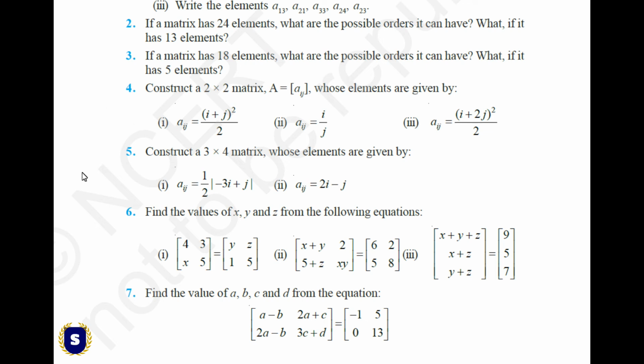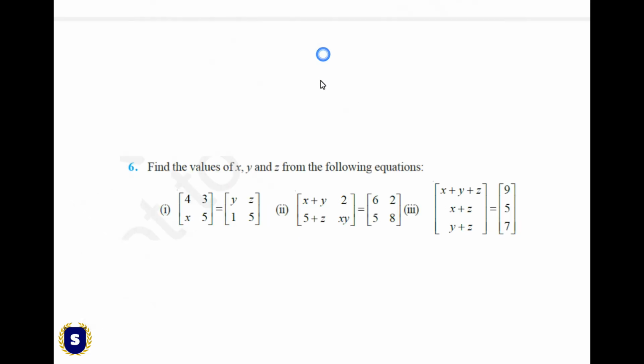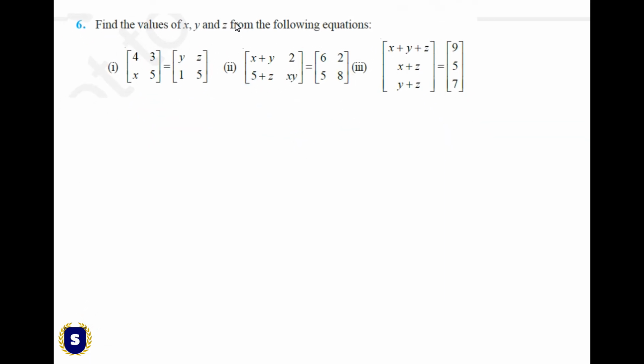This is question number 6. So for equal matrices, whenever the two matrices are equal, then each element on both the sides will be equal. Such as in the first case, if the two matrices on the opposite sides of the equal to are equal, then their elements A11 from the left side must be equal to A11 from the right side. Same way, A12 on the left side must be equal to A12 on the right side. This is the case for equal matrices.